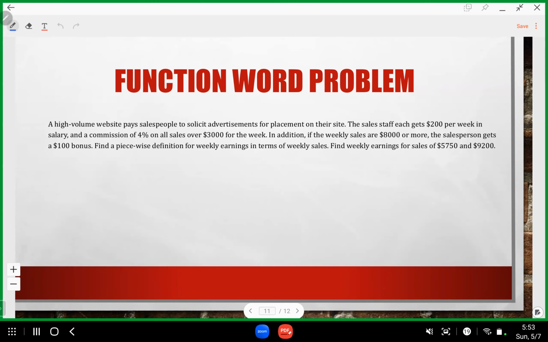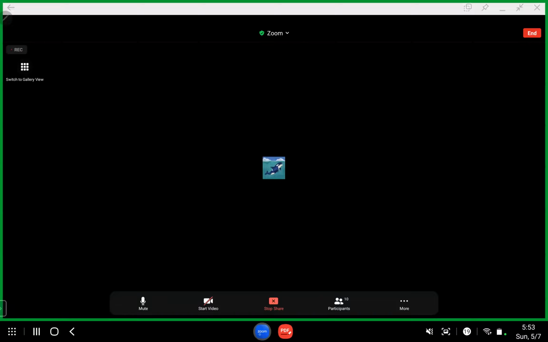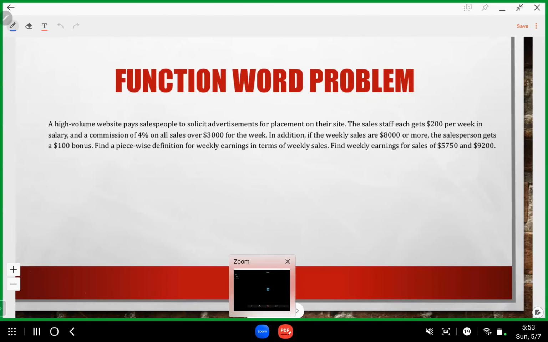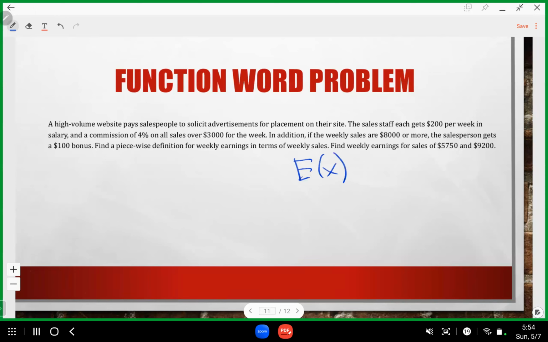All right, so let's go over this one. A high volume website pays salespeople to solicit advertisements for placement on their site. The sales staff each gets $200 per week in salary and a commission of 4% on all sales over $3,000 for the week. In addition, if the weekly sales are $8,000 or more, the salesperson gets a $100 bonus. Find the piecewise definition for weekly earnings in terms of weekly sales. Find weekly earnings for sales of 5750 and 9200.